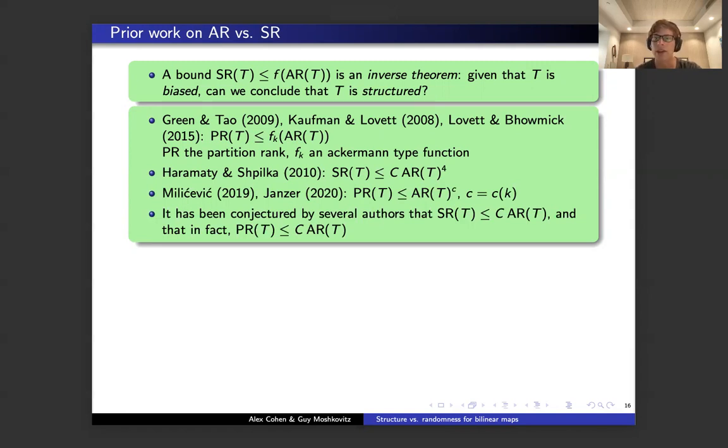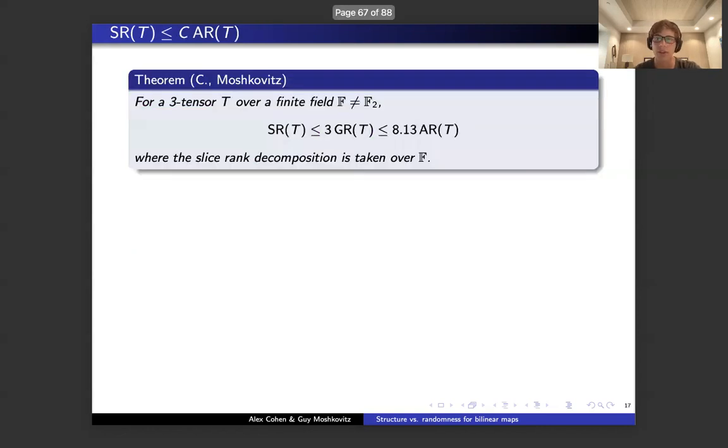And this conjecture is saying that not only does it follow from a tensor having bias that it must have some structure, but in fact that we can explain all of the bias of a tensor in terms of this particular kind of structure coming from slice rank. So the main result I want to talk about is that we proved this conjecture. We proved that in fact slice rank is bounded by 8.13 times analytic rank.